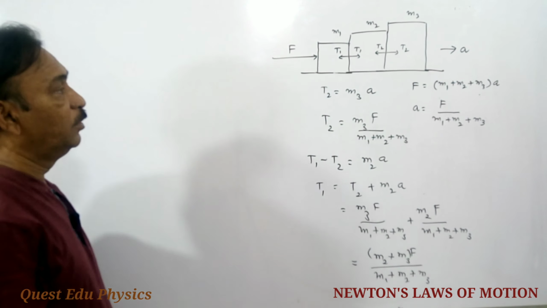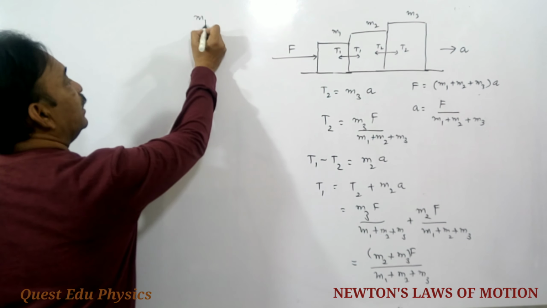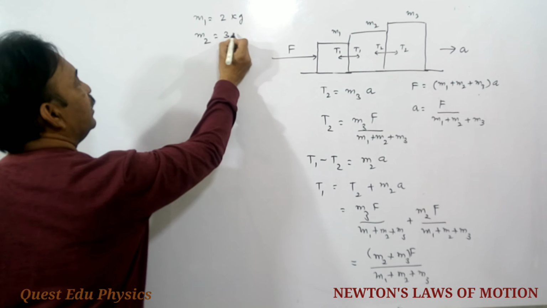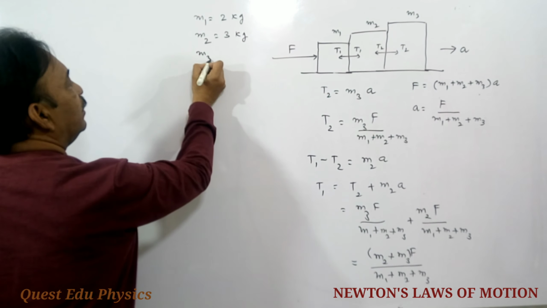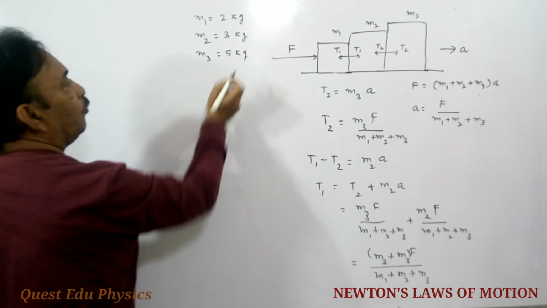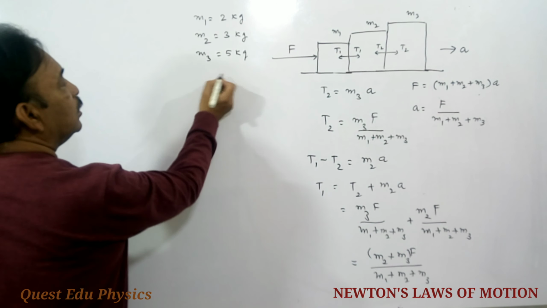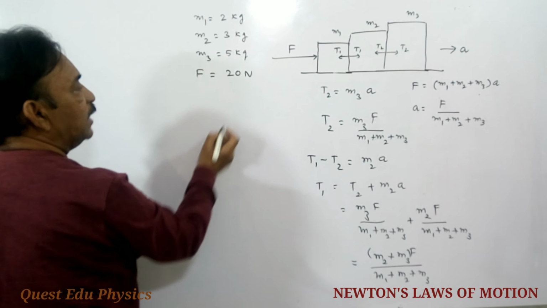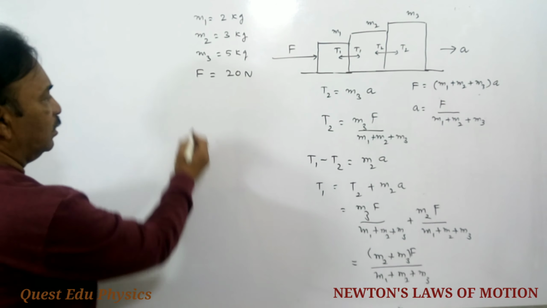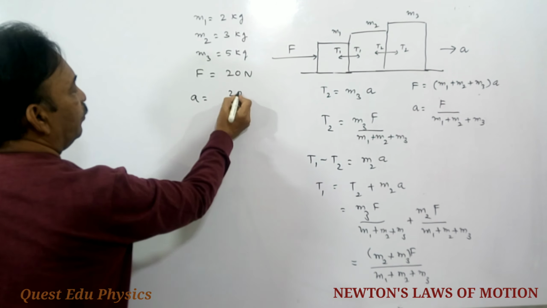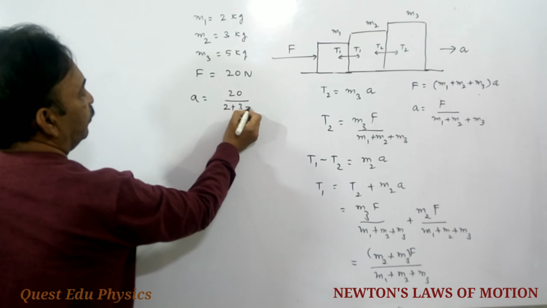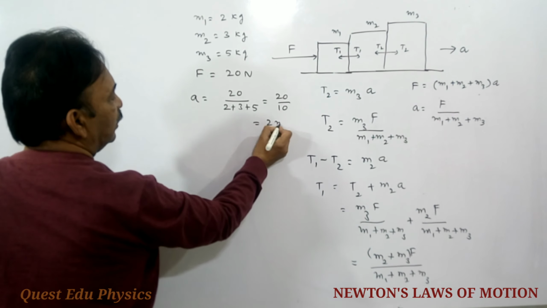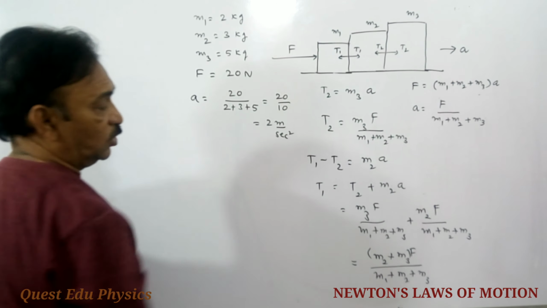Okay, quickly we do a problem. Let's say m1 is equal to 2 kg, m2 is equal to 3 kg, and m3 is equal to 5 kg. Applied force F, say it is equal to 20. Then he is asking us what the acceleration is. It's simple. A is equal to 20 over 2 plus 3 plus 5, 20 by 10, and we get an acceleration of 2 meter per second square.